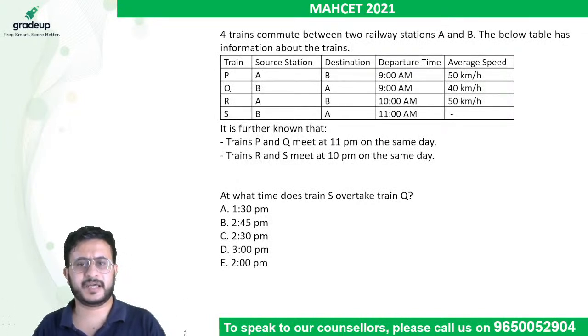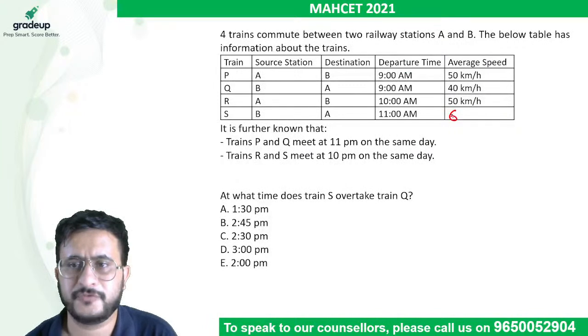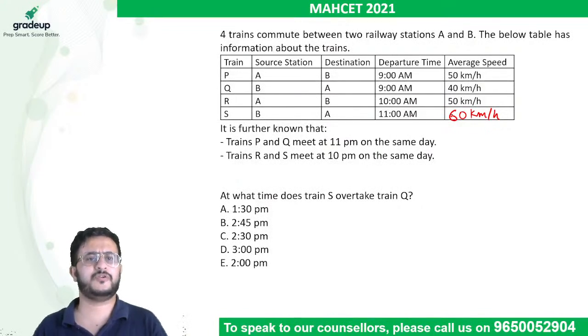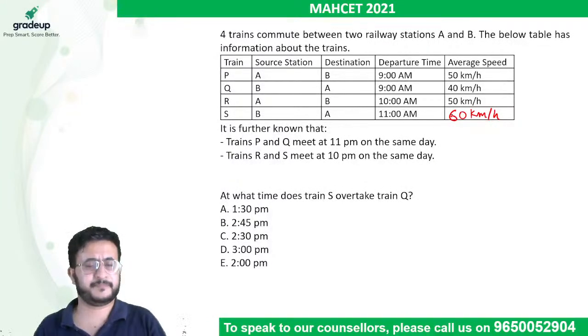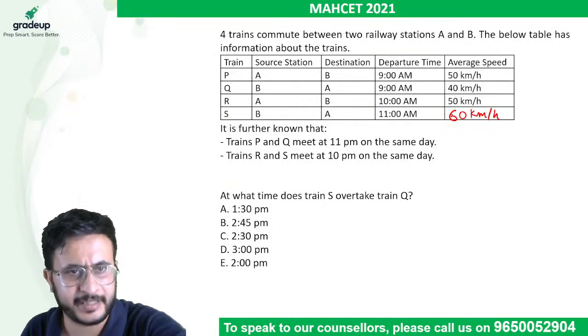Now, at what time does train S overtake train Q? Now I note the speed of train S as 60 km per hour. How do we solve overtaking questions? Think of it like individual quant questions also, right? You are given that one train starts at 9 a.m., the second train starts at 11 a.m. At what time will it overtake it? So we'll learn how to solve overtaking problems.